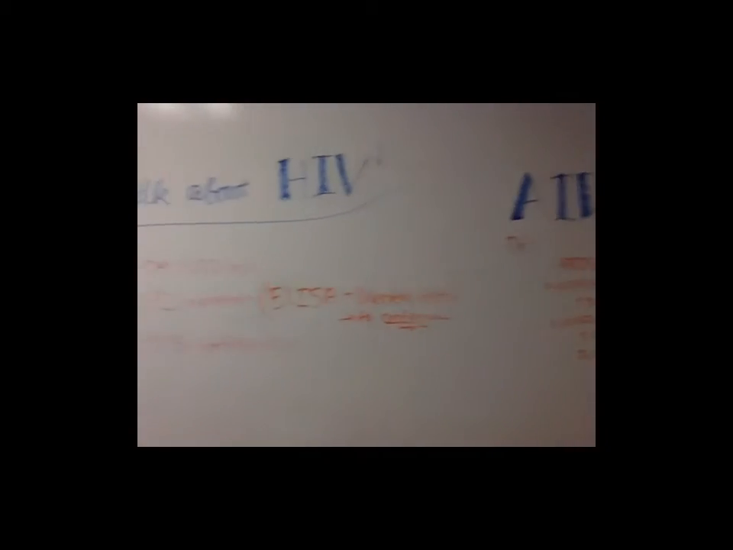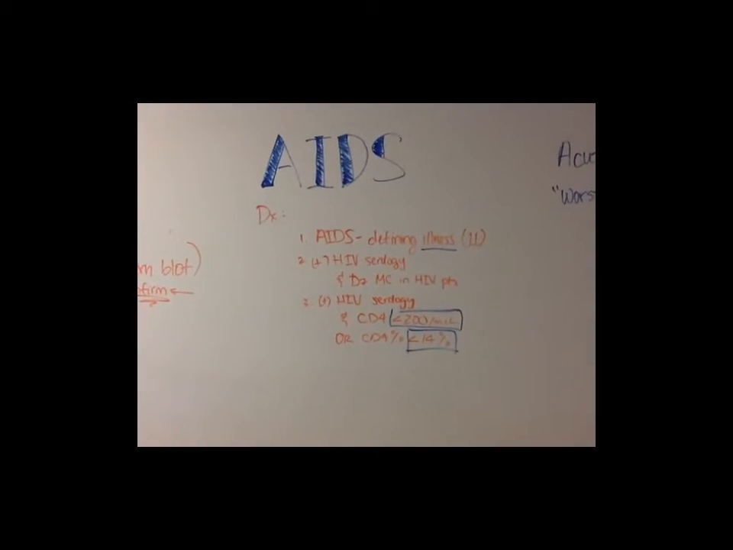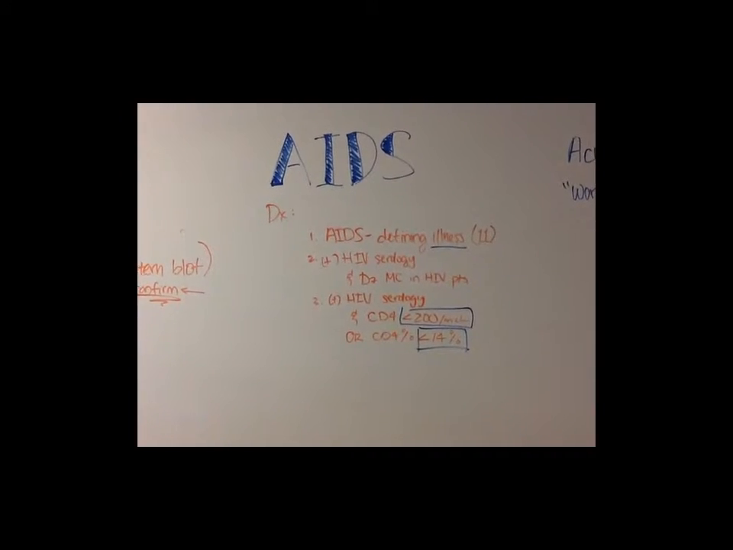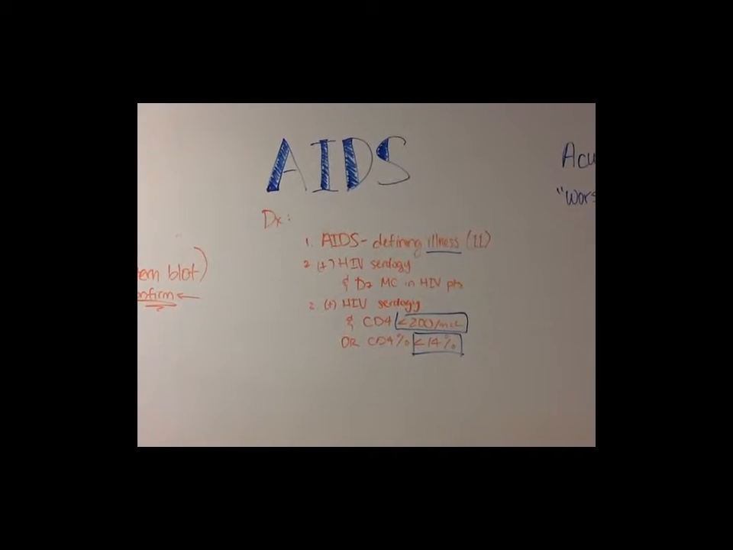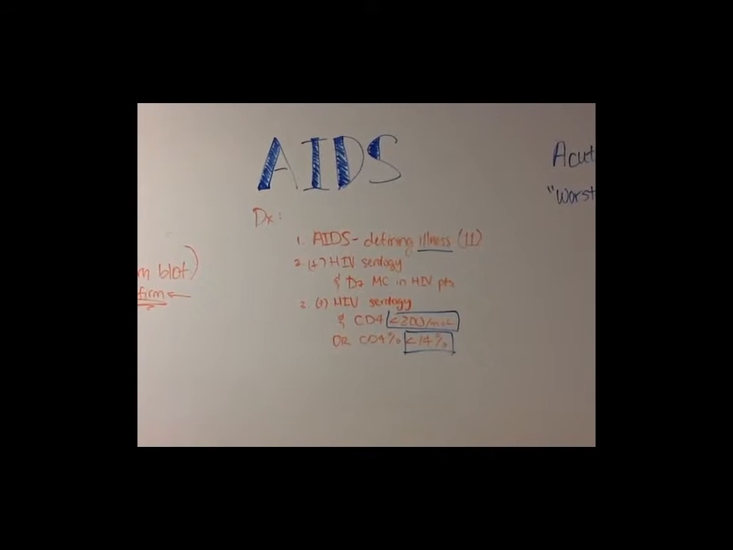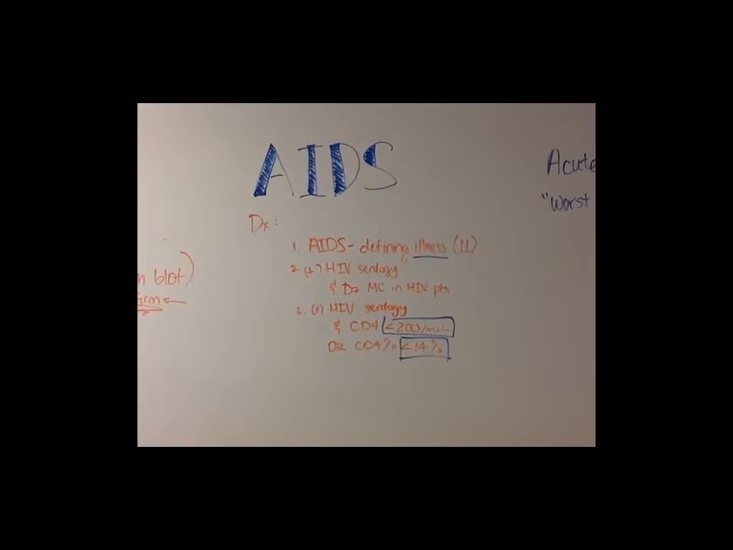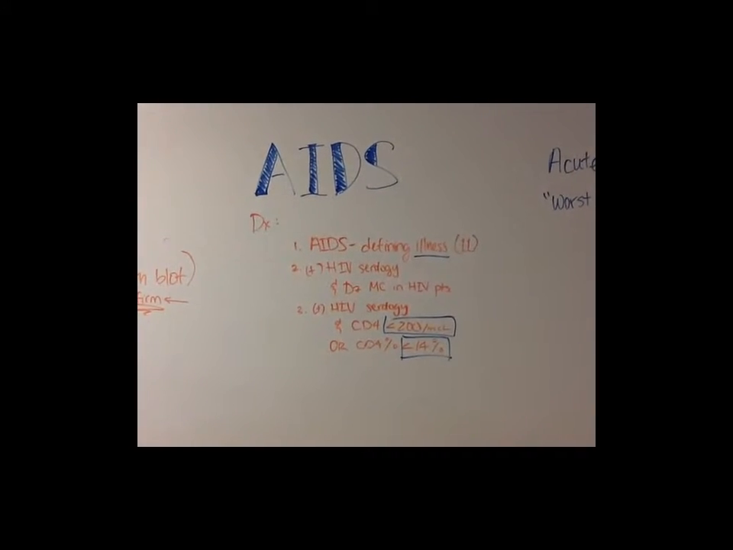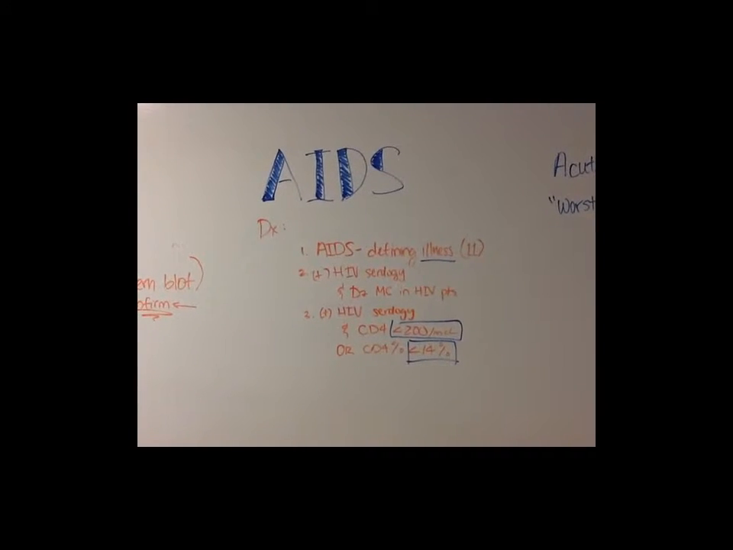Moving on to AIDS. There are 3 ways that you can diagnose a patient with AIDS. First, they have an AIDS-defining illness alone. There are 11 of these. We will discuss the most common. Or they have positive HIV serology, the ELISA with the Western blot that we talked about, and they have a disease that is very common with HIV patients. The third and final way is they are HIV positive on serology, and they have CD4 count less than 200, so it's going down, or their CD4% is less than 14%.